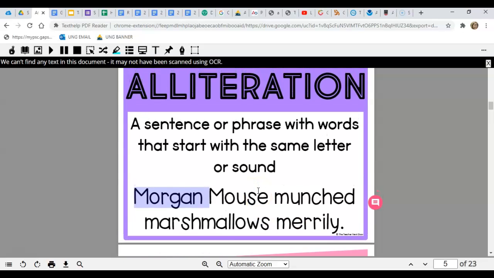When an author is using alliteration, though, it's on purpose. He could have said Morgan Mouse ate marshmallows happily, but you notice they put munched marshmallows merrily. So it was on purpose. There was a definite intention to use alliteration, or the beginning sounds of the same one.